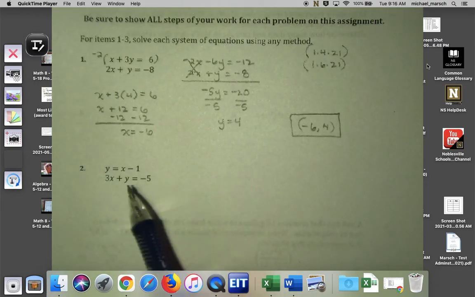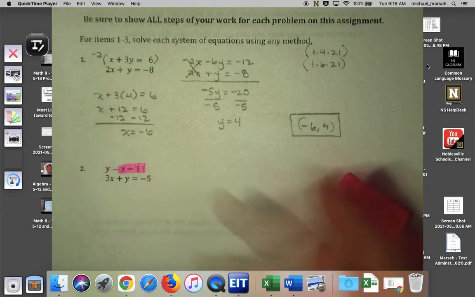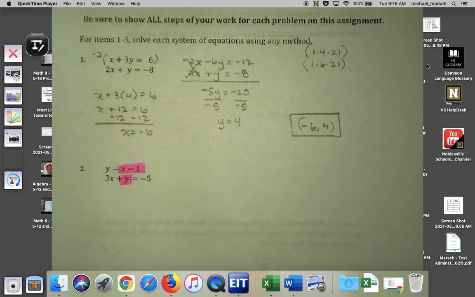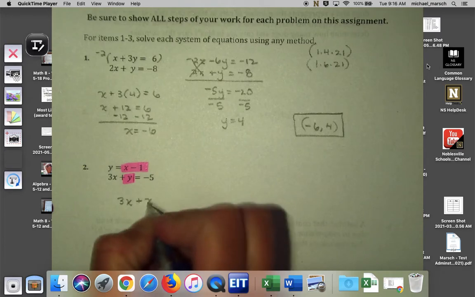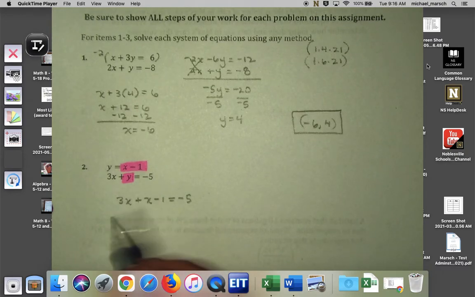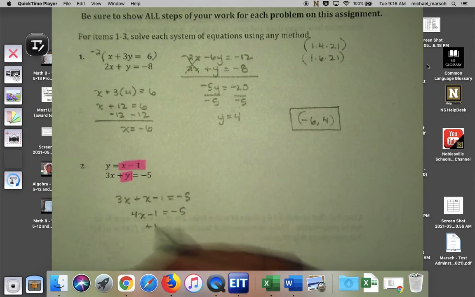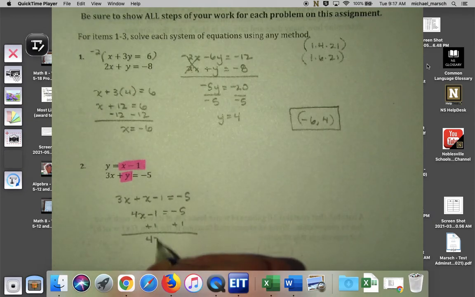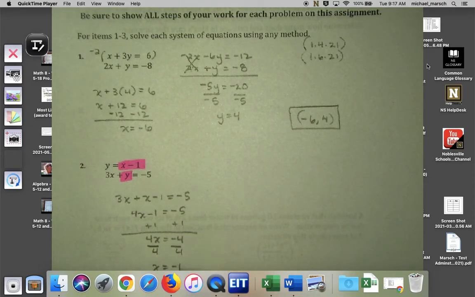Question 2, I'm going to use substitution because I know that y already equals this expression. Let me get some highlighter out here. All right, so I know that y equals x minus 1. So I'm going to put that x minus 1 where the y is. So I'm going to get 3x plus x minus 1 equals negative 5, because I took this and put it there. Combine my like terms, I get 4x minus 1 equals negative 5. Add 1 to both sides. 4x equals negative 4. Divide by 4, x equals negative 1.